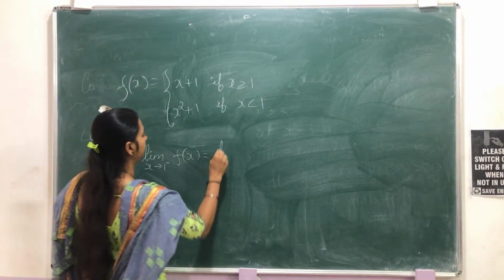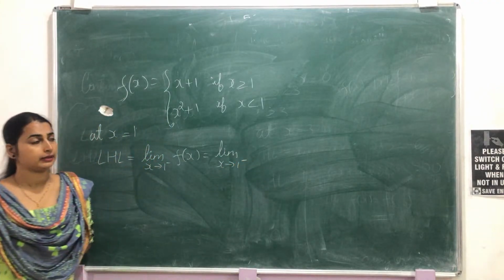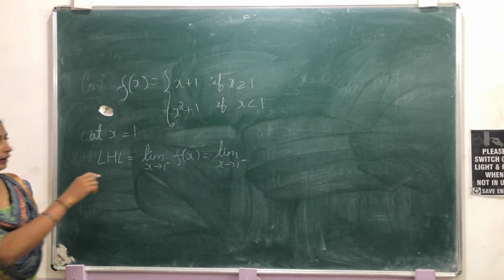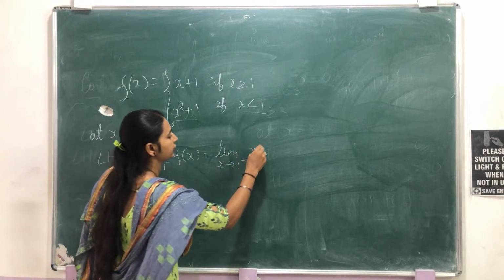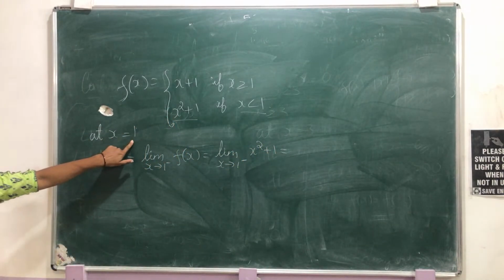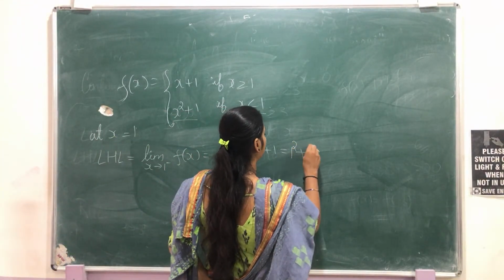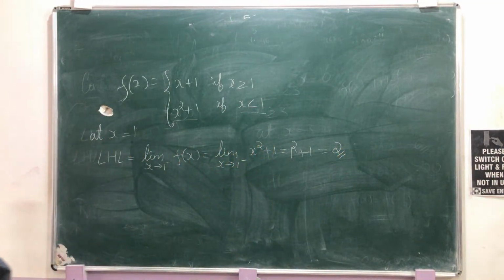Now what is less than 1, left hand limit? What is less than 1? x square plus 1. Listen. For left, less than 1, you need to consider this. So it is x square plus 1. The value of x is given as 1. So substitute x as 1. 1 square plus 1, that is nothing but 2. So left hand limit is 2 now.